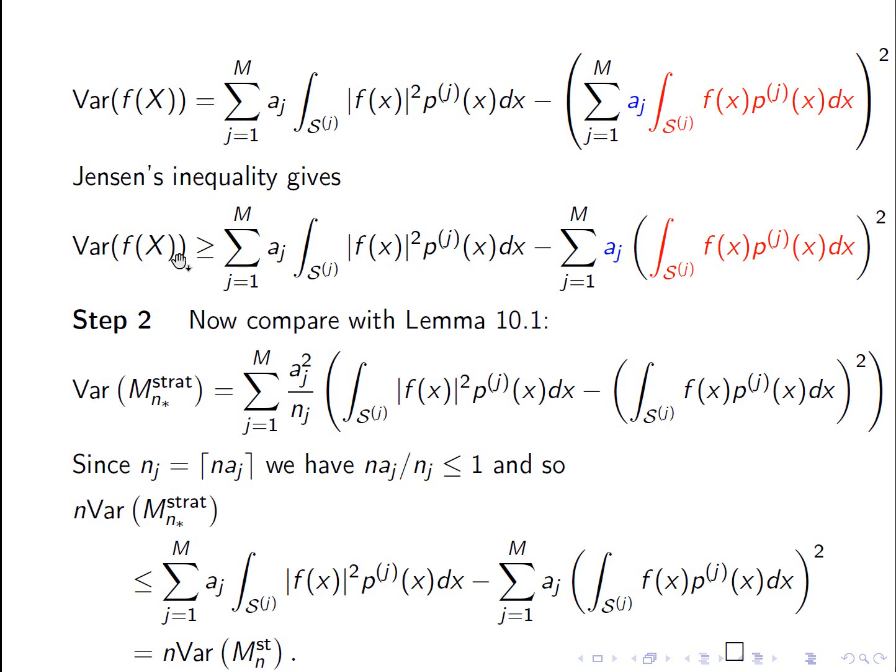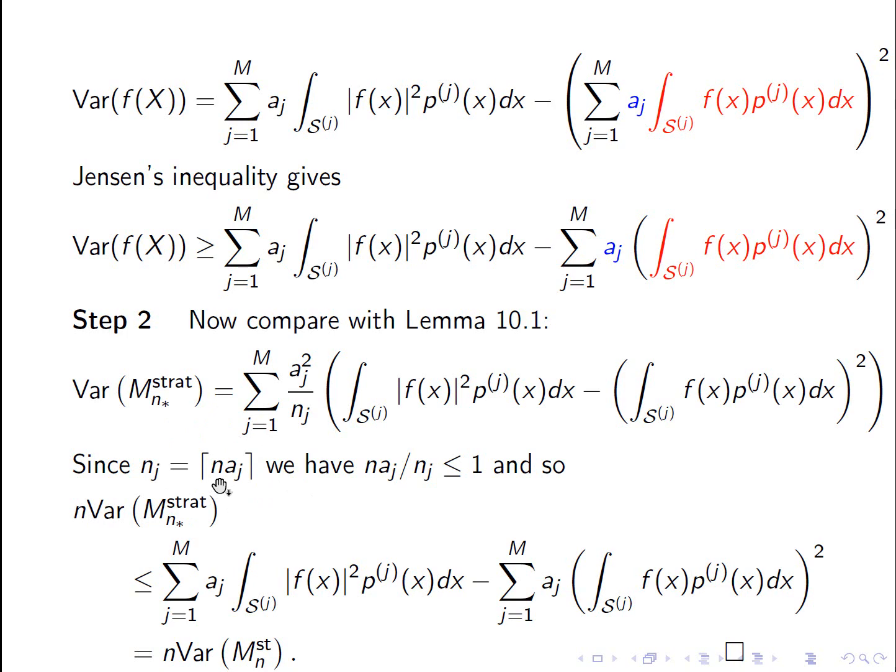Now we compare with the lemma, with the variance which we obtained for the stratified estimator in lemma 10.1. And here we obtain this expression. So the variance of the stratified estimator is the sum over the j's, aj squared divided by nj, and here we have the integral sj f of x squared pj x dx minus the squared integral sj f of x pj x dx. Okay, and if we look at this now, what can we see? Now not much. Now we need to use the conditions we have for the nj's.